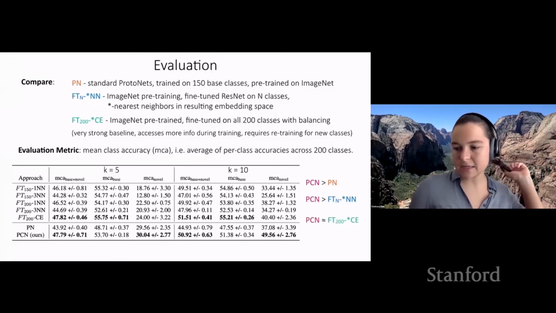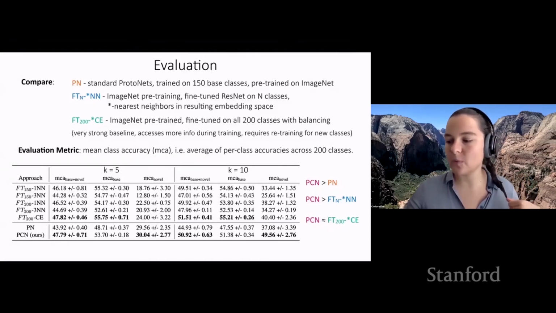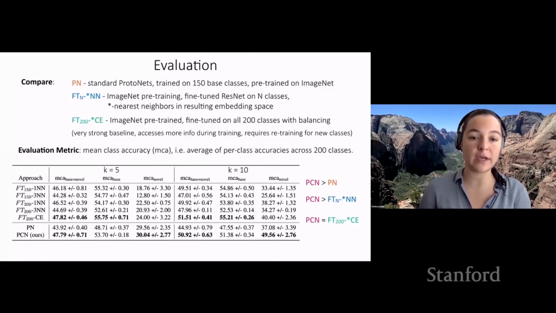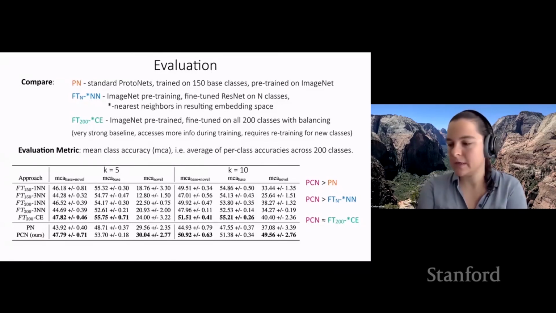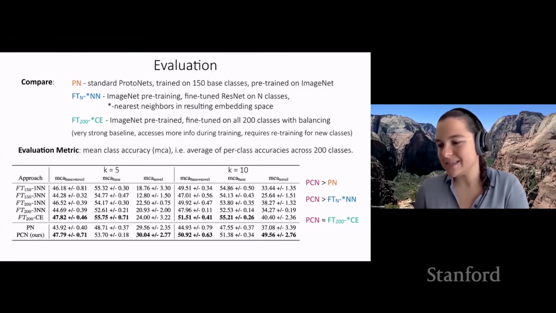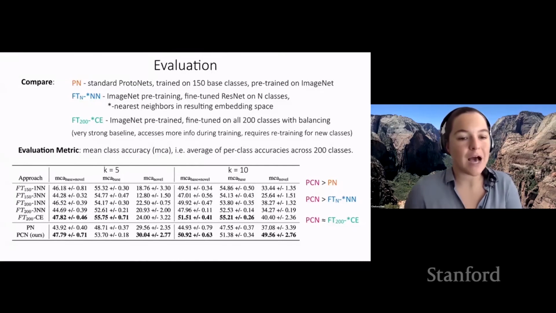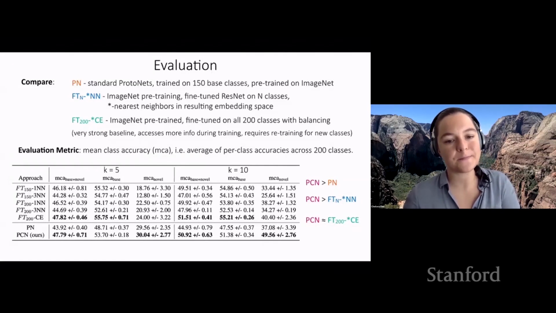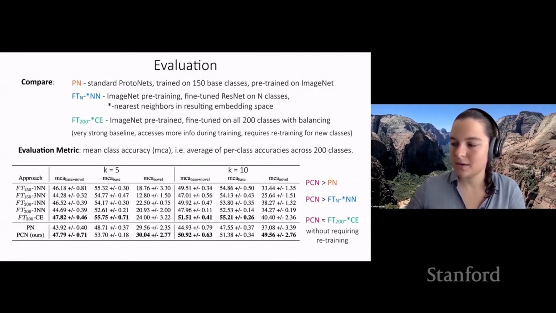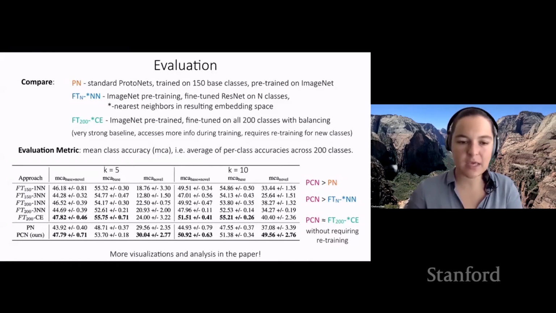And then lastly, they found that their prototypical clustering networks is able to do about as well as this strong baseline that's fine-tuning on all 200 classes, even though PCN was only trained on 150 classes. So this is pretty nice in that they're able to do as well as this method without requiring retraining for every new class that you might want to add to this model. Great, and then they also have more visualizations and analysis in the paper.